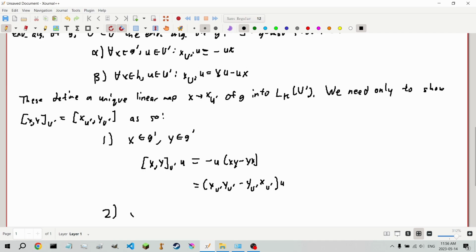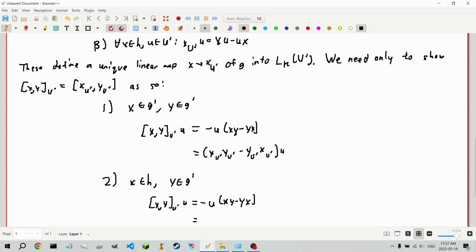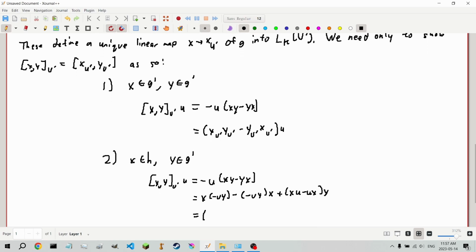In case 2, we have x in H and y in G prime. This also covers x in G prime and y in H. Bracket of x and y in U prime acting on u is once again negative u of xy minus yx, which is equal to x of negative u y minus negative u y of x plus xu minus ux of y, is equal to x acting on U prime, y prime, and we get back our bracket again.